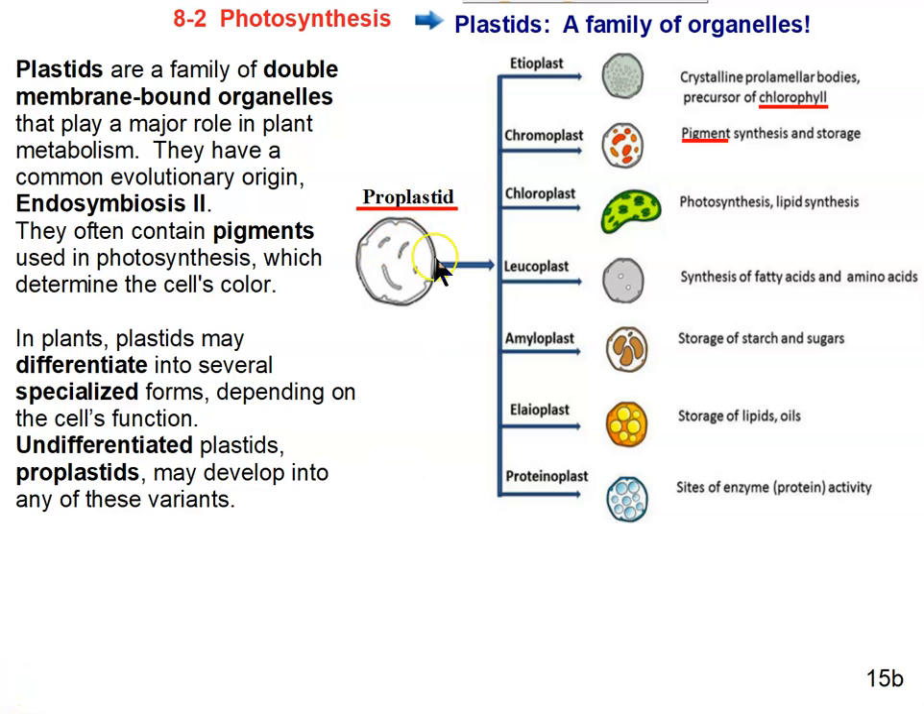So the proplastid gives rise to specialized plastids through the process of differentiation, just like a stem cell will give rise to specialized cells through the process of differentiation. But here we're looking at organelles, not cells.